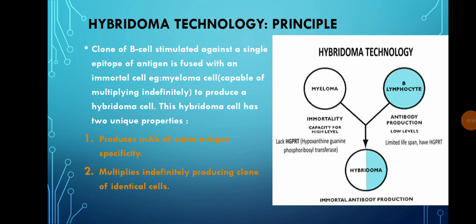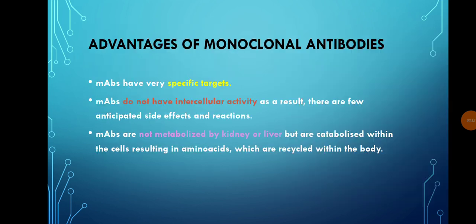Hybridoma technology's principle is that a clone of B cell stimulated against a single epitope of an antigen is fused with an immortal cell, for example a myeloma cell, capable of multiplying indefinitely, to produce a hybridoma cell. This hybridoma cell has two unique properties. First, it produces monoclonal antibodies of the same antigen specificity. Second, it multiplies indefinitely, producing a clone of identical cells.